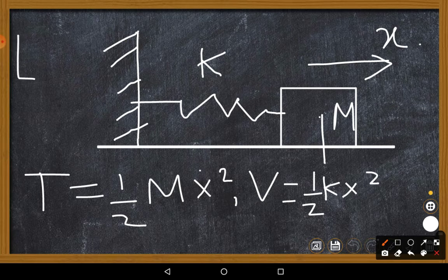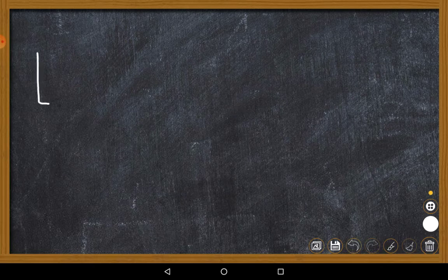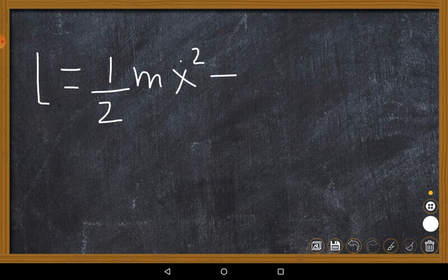Well, so we have defined L as T minus V. So what is our L from these two? You simply subtract V from T. So you get L equal to T minus V.